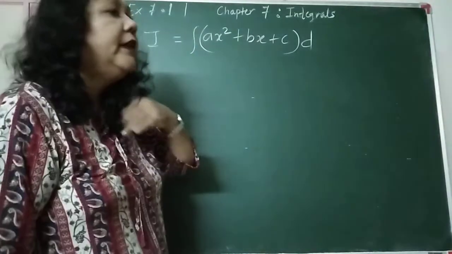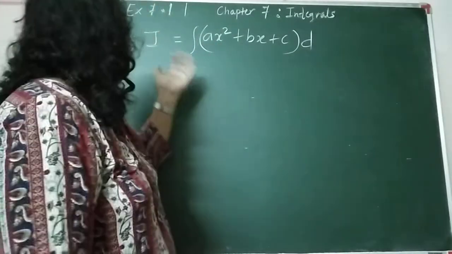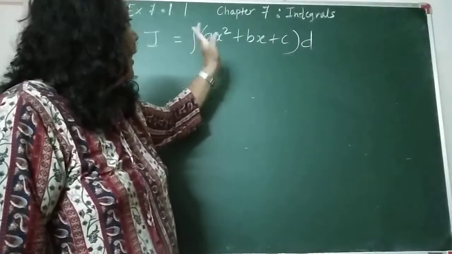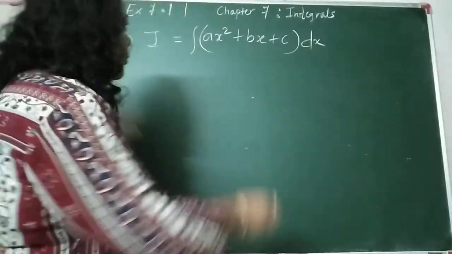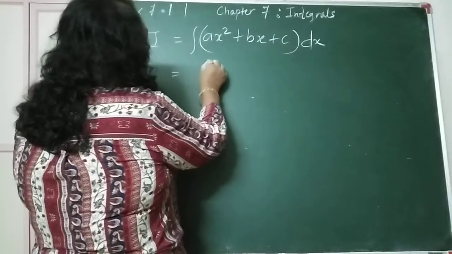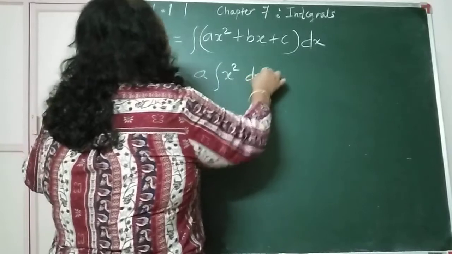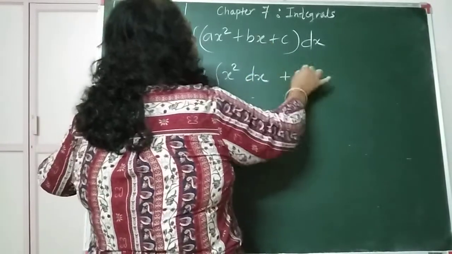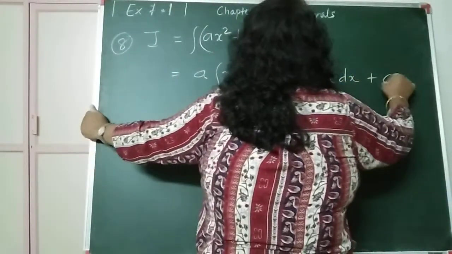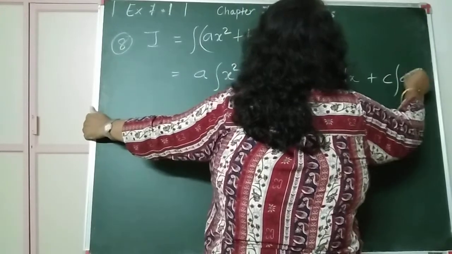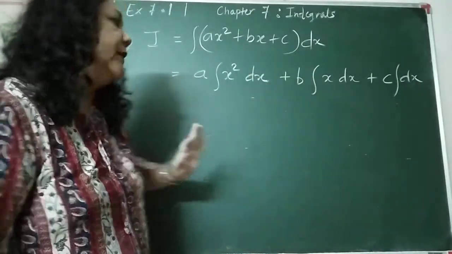Okay, so over here I is given to you, right? Now if I is some bracket, so what are you going to do over there? So you will separate your integral sign for all of them. So a is a constant, so you integrate x square dx, then plus b is a constant, you integrate x dx, and plus c into integral dx. So what did you do? You separated your integral for all the terms.